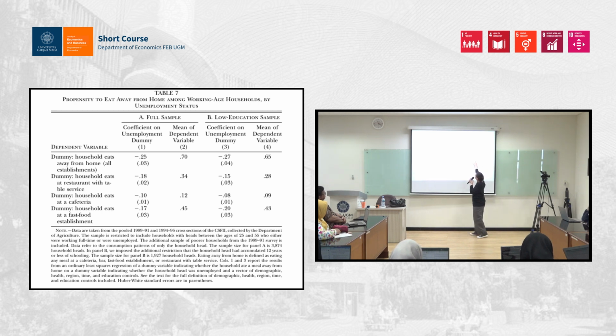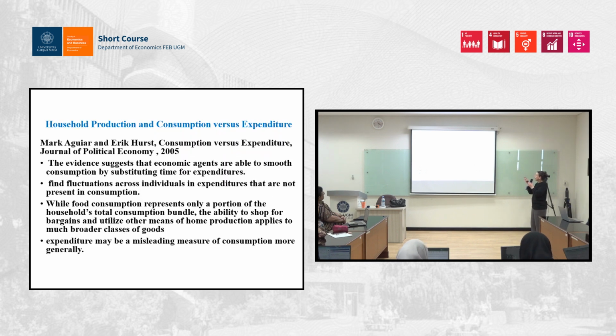So when we compare these two columns, it really seems to tell the message that this drop in spending money in expenditure and this increase in home production when you're unemployed applies to both the high educated and the low educated unemployed. Okay? So this was my main comment on this table. And so the conclusion from this paper is that economic agents can smooth consumption by actually substituting time and private expenditure. And so there are fluctuations in private expenditures.